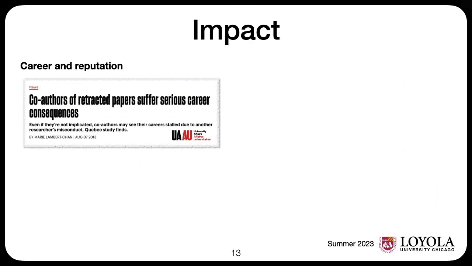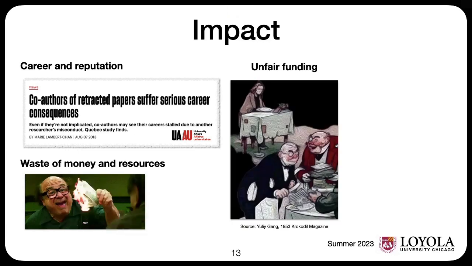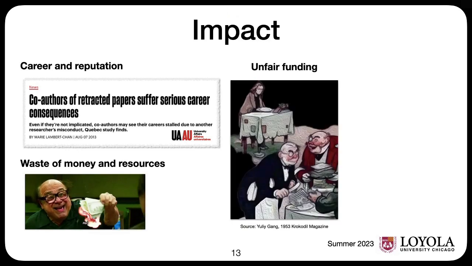So it's important to have tools for detecting these problems. Another thing that is more obvious: whenever we have scientific integrity problems, there's a waste of money and resources, right? Because the research, the science, is not good, it's not useful. And also, money is a limited resource, so if you use money in one place, it will be missed somewhere else. So it leads to unfair funding, okay?